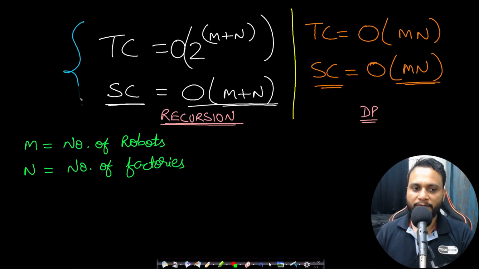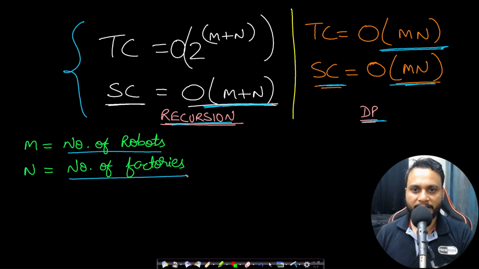If I can give you a brief about the complexity, then recursion took order of 2 to the power m plus n time and space complexity order of m plus n, while the DP will take more space complexity, which is order of mn due to the memoization table, while the time complexity will be significantly lower, order of mn, where m is the number of robots and n is the total number of factories, which we had calculated after multiplying the factory with its limit, right?